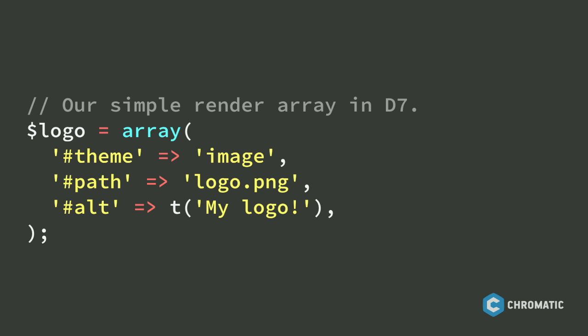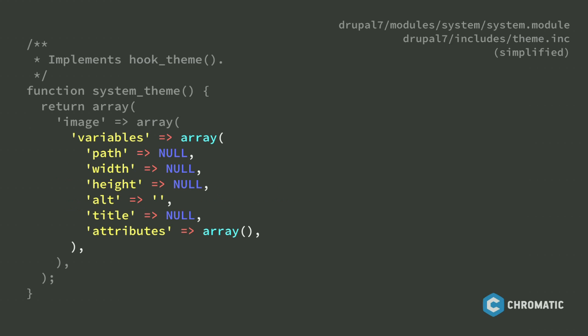When we're rendering our render array, the theme property is the theme hook to use, which is defined in hook theme somewhere. And the other properties are the variables to use when rendering that theme hook. And in this example, in addition to path and alt, we could have used any of the other variables, the dimensions variables, the width and the height, or pass the title attribute, or any other attribute we wanted through the attributes array. And if they're given a value by a render array, then when rendering the markup, Drupal is going to use those.